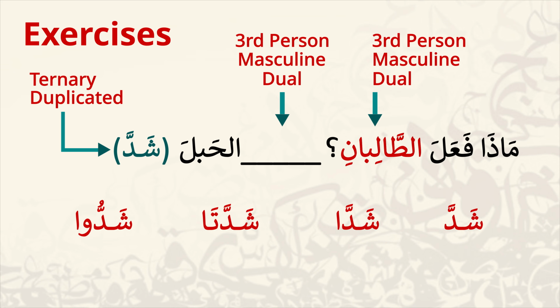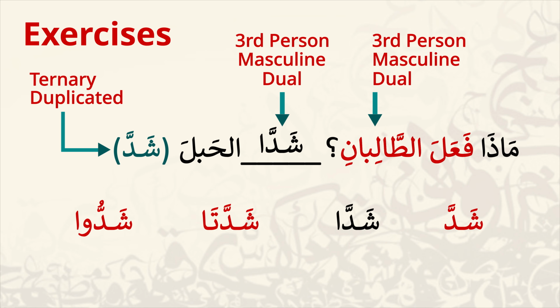Its duplication will remain untied whenever a consonant pronoun is added. And here we want to add ألف الاثنين, which is a consonant. So the duplication remains. شدا الحبل. We have a note here.